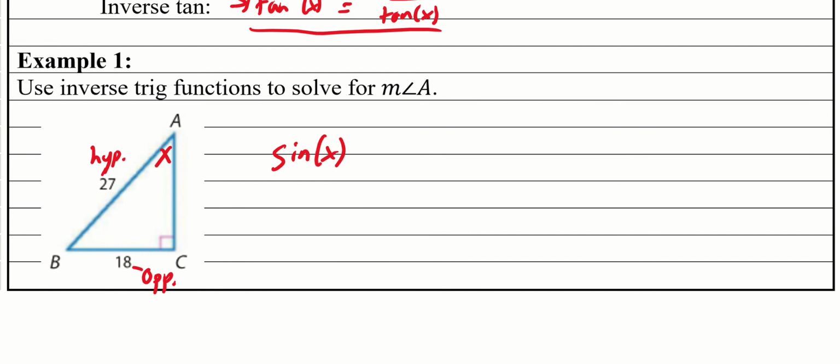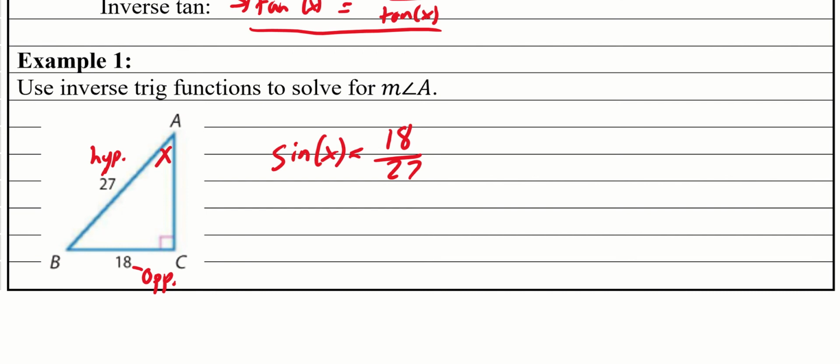Notice the setup is not changing at all. Sine of x equals opposite over hypotenuse. So in this case, 18 over 27. Okay, the setup is not changing at all. The only thing that's changing is where the variable is. So now that we have this, notice we're not saying that x equals 18 over 27, otherwise we would just be done. We're saying sine of x equals that. But I want to know what x is. I want to know exactly what angle measure should go into that spot.